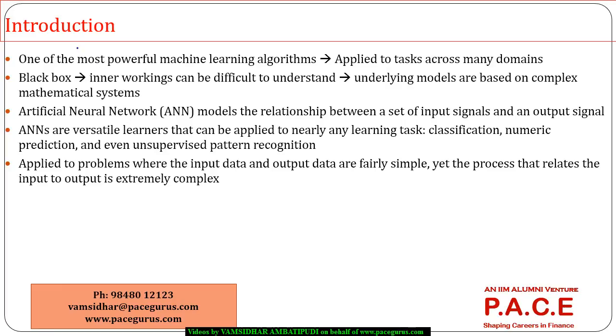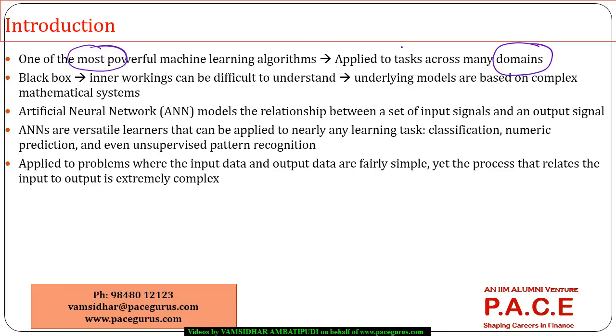So what is typically seen is that neural networks are one of the most powerful machine learning algorithms in today's world, because the applications of neural networks are across several domains. I can use them in finance, I can use them in behavioral sciences, I can use them in humanities. There are wide varieties of areas. In science, I can use a lot of neural networks.